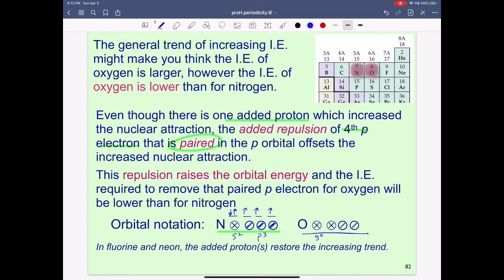But then, as oxygen's electrons are parked in the p orbital, 1, 2, 3, and it's 2p4, that means that one of the p electrons must be paired. That adds to the repulsion between the p electrons, and that repulsion seems to offset that increased nuclear attraction, which we want to acknowledge. This repulsion raises the orbital energy, and the ionization energy required to remove that paired-up p electron for oxygen will be lower.